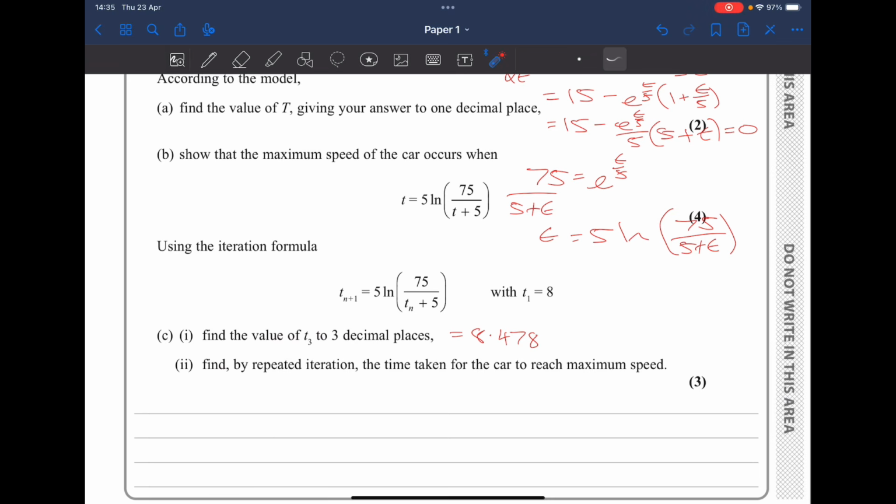And then for part 2, find a repeated iteration, we're just going to spam equals until it stops changing number. This can take a while sometimes. It depends obviously how accurate your calculator is, but it should not take a huge amount of time, though a bit longer than you kind of want it to take.